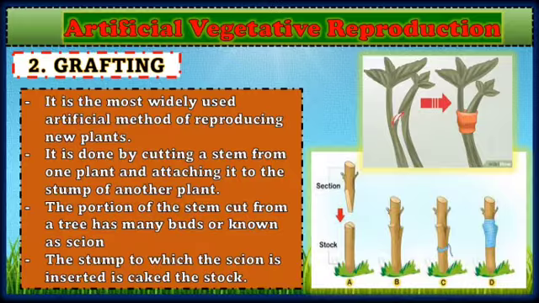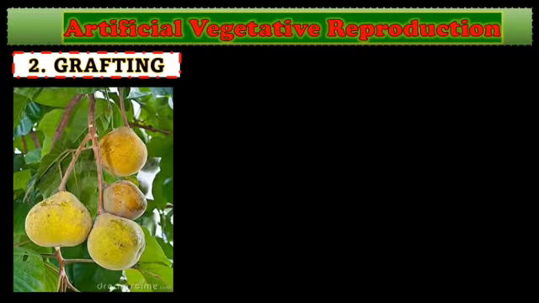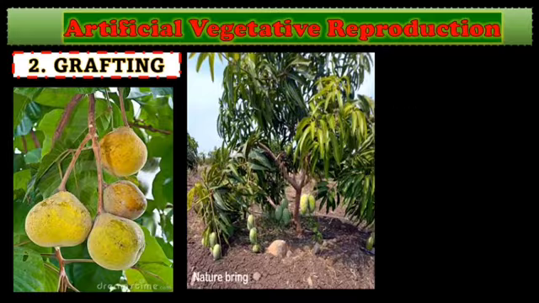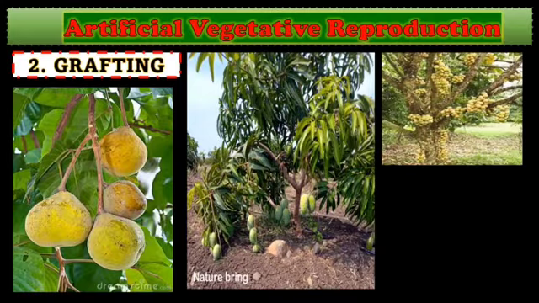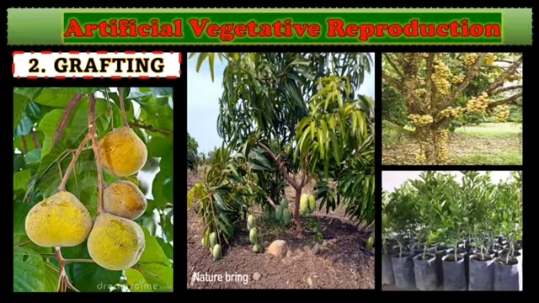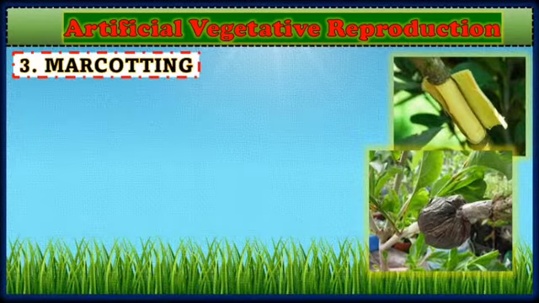So, ano kaya yung mga halimbawa na pwedeng i-graft na plants? We have examples of grafting. It can be a santol, a mango, a lanzones, or a calamansi, which are propagated through this method, which is grafting. So, the third one is what we have, marcotting.